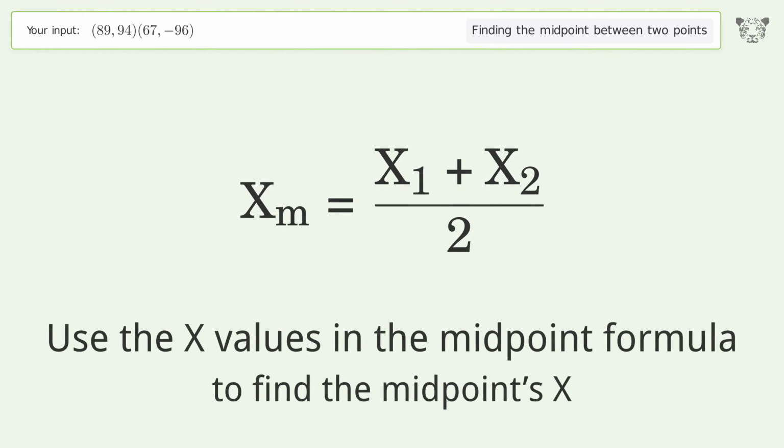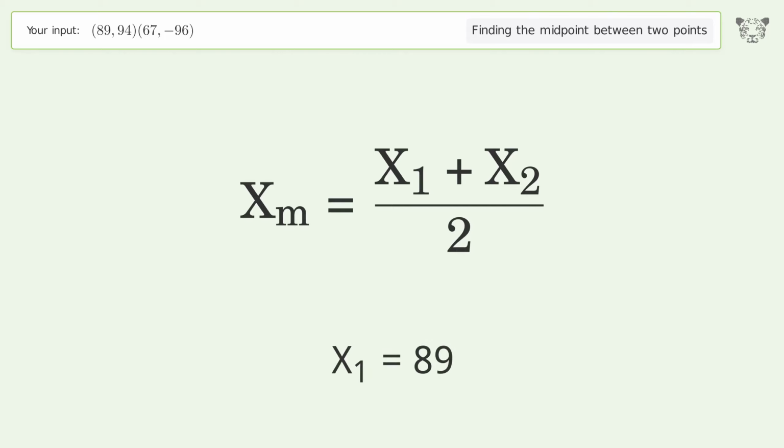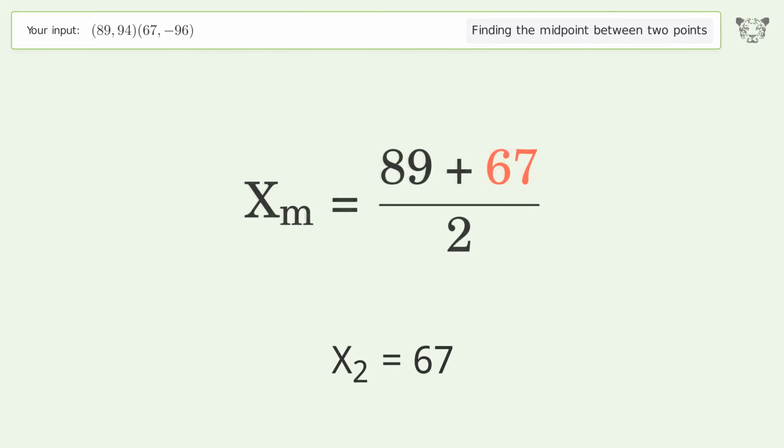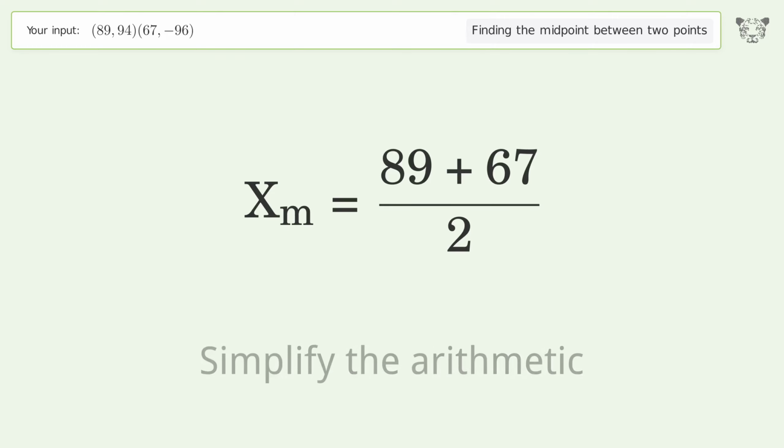Use the x values in the midpoint formula to find the midpoint's x. x1 equals 89. x2 equals 67. Simplify the arithmetic.